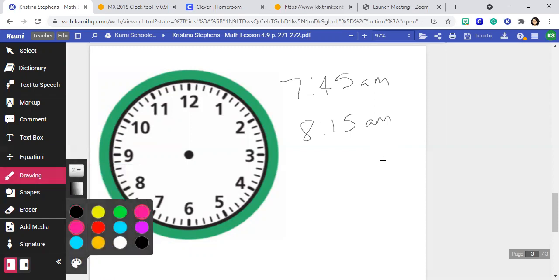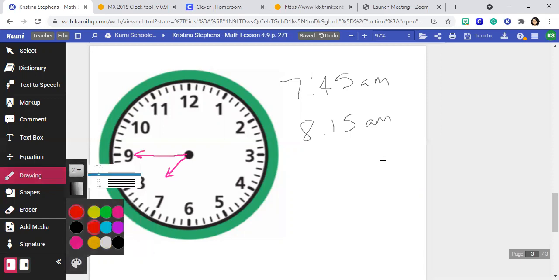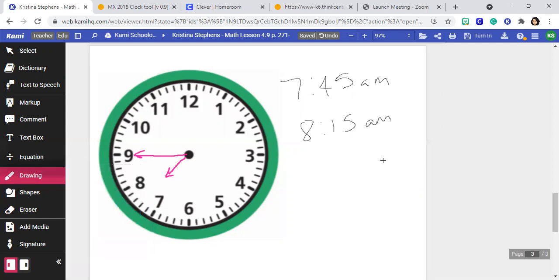So if I've got my hour hand in between the 7 and the 8, my little short hour hand is going to probably be right there. And my minute hand should start right there at 45. So I'm going to point right here to the 45. Now, what I want to do next is move forward to 8:15 a.m.